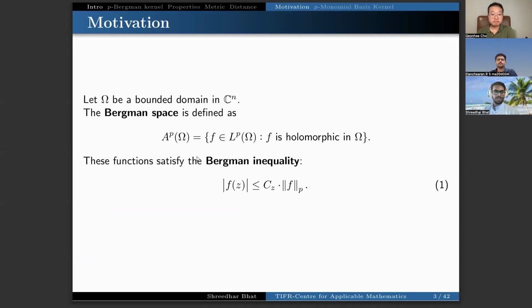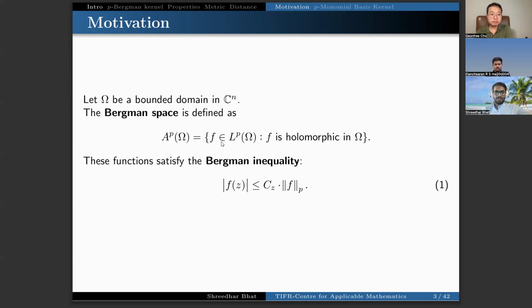So, what is the space? What we are looking at, the setup, is we start with a bounded domain in Cn. And the Bergman space is defined as AP of omega, and it contains all the holomorphic functions in omega which are LP integrable.